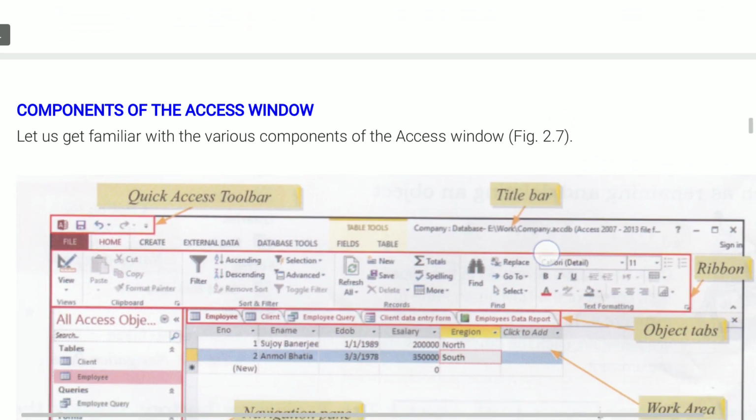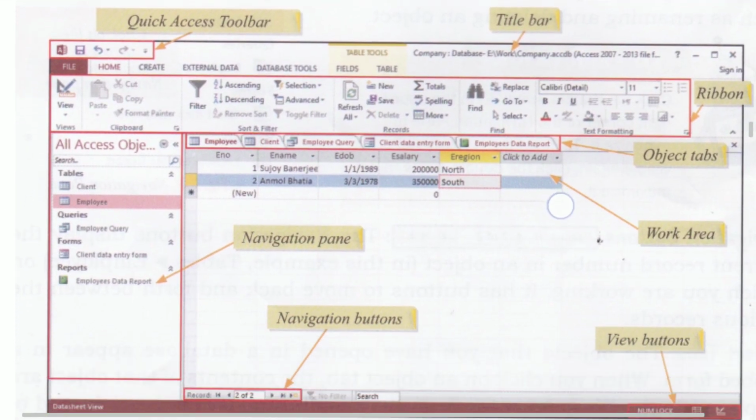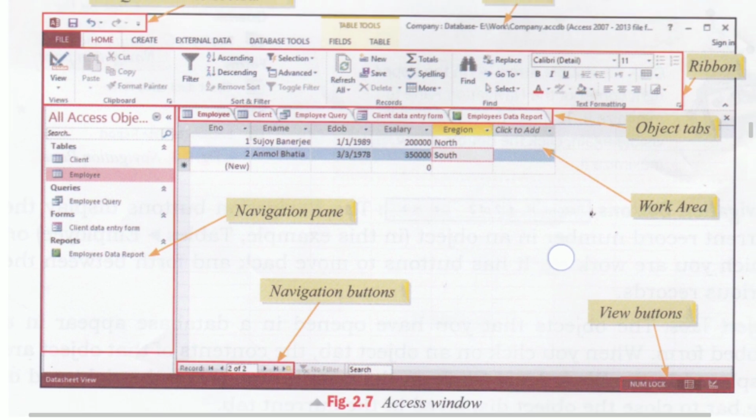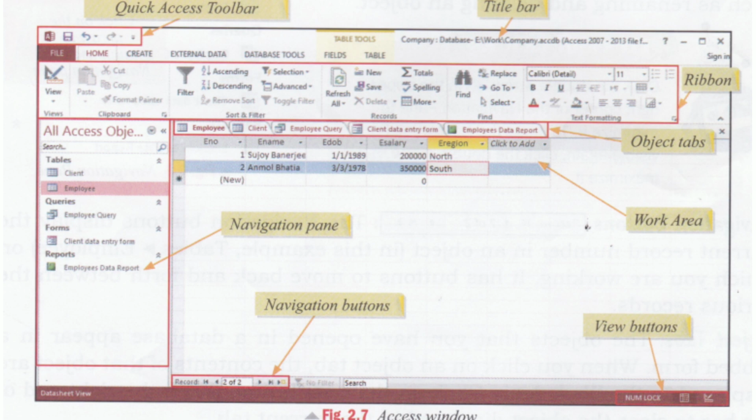Next point is components of the Access window. As we create the database and we get the window, before doing different activities in the database, we must understand the different components of the database so that we can use it frequently. You can see on the screen, this is the MS Access window. In this, all the components are indicated using arrows.